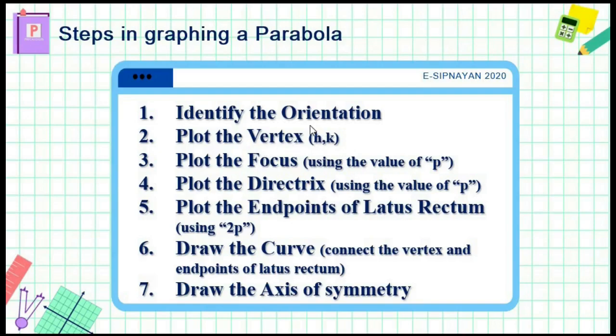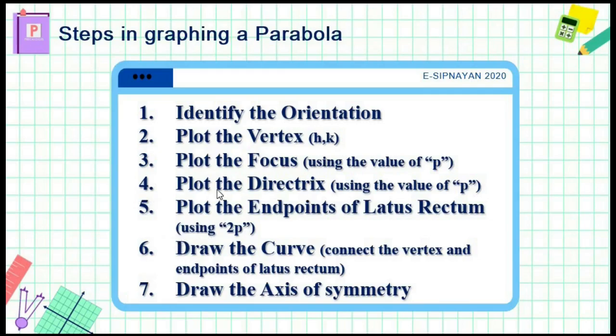Next, after plotting the vertex, step 3 is to plot the focus. And we plot the focus using the value of p. That's why we first discussed how to solve for the value of p. For steps 4 to 7, these steps are interchangeable. But in this video, I will be following the order or arrangement of steps based on the given.